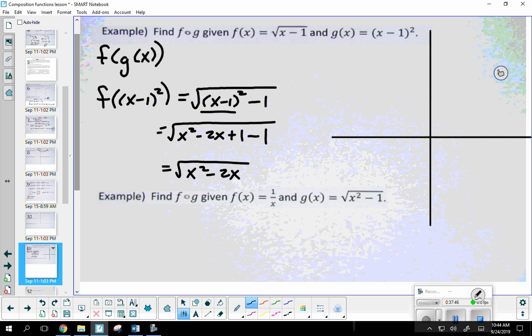I want to go ahead and show you the thing that I was talking about. The one rule that I keep saying over and over again is that all the outputs of the inside function must belong to the domain of the outside function. Well, what's the range of g of x? If I were to take a look at that graph, the x minus 1 squared.